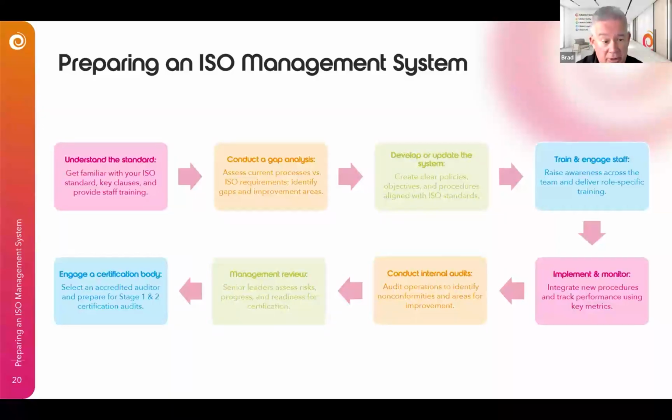You then need to conduct internal audits to make sure that you've identified non-conformities and areas of improvement. Once that's done, you need to then do a management review to make sure that the senior leaders assess the risks, the progress, and basically ready for certification. And then we come in and we do our stage 1 and stage 2 certification audits.